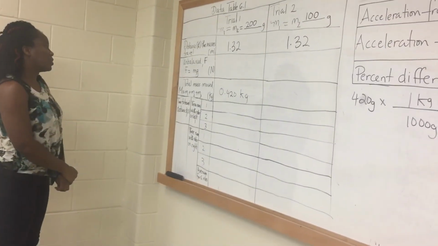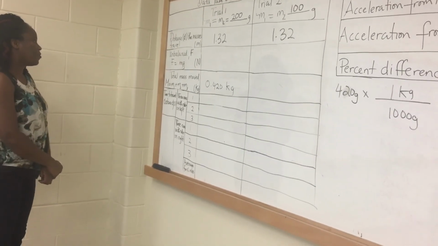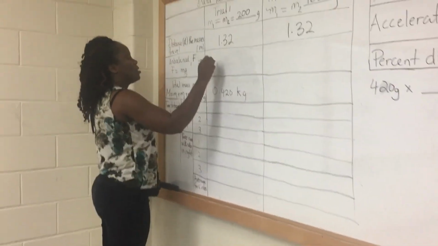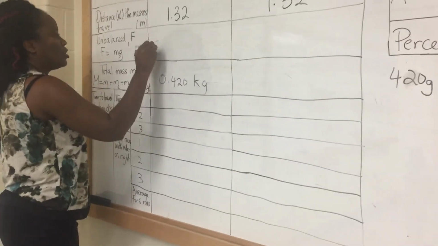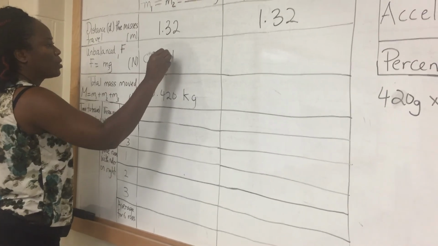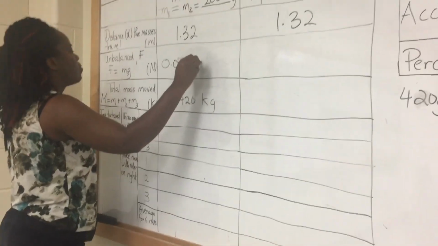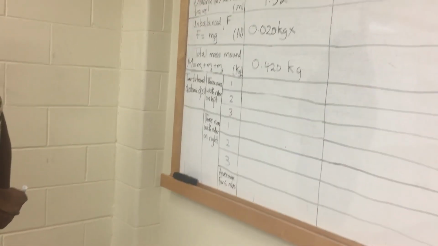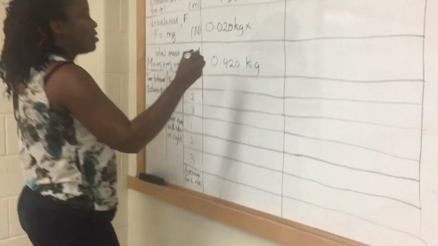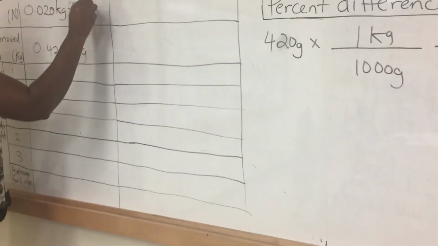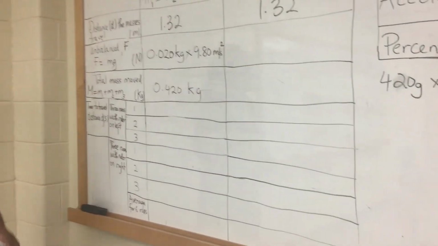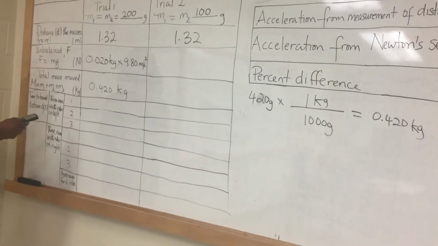We're going to find the unbalanced force. And the unbalanced force is found by Newton's second law. F equals m3g. So F is going to be equal to the mass of the rider, which is 0.020 kilograms. And we're going to multiply that by g. And as you know from the lecture class, g is equal to the acceleration due to gravity, which has a value of 9.80 meters per second squared.